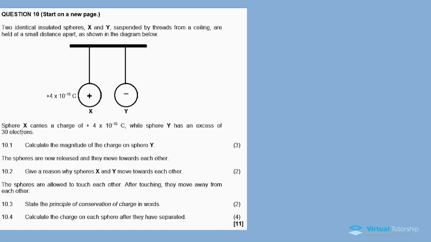Sphere X carries a charge of plus 4 times 10 to the exponent minus 18 coulomb, while sphere Y has an excess of 30 electrons. That's why sphere Y is negatively charged. Question 10.1: calculate the magnitude of the charge on sphere Y.